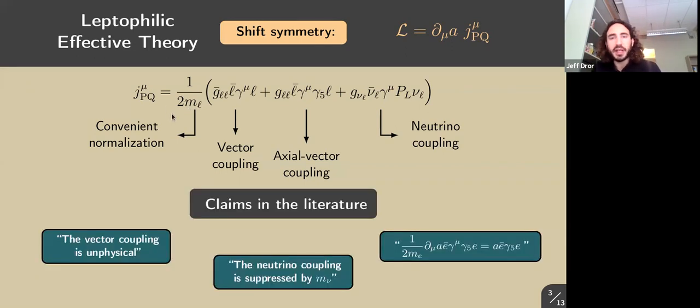Now, there are a lot of funny claims in the literature when trying to peruse it to understand the constraints on this Lagrangian. And I'm going to discuss the nuances of those different claims and a little bit about in which conditions they really are valid or invalid. One claim you often hear is that this first term over here, this vector coupling, is just unphysical. You can forget about it entirely.